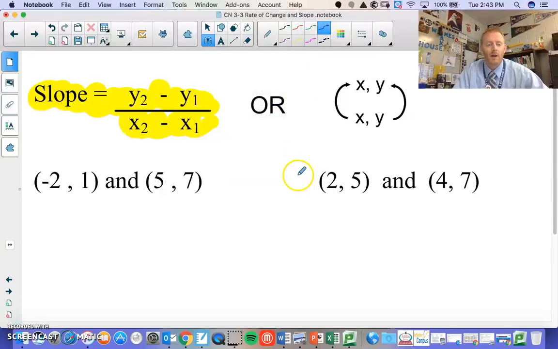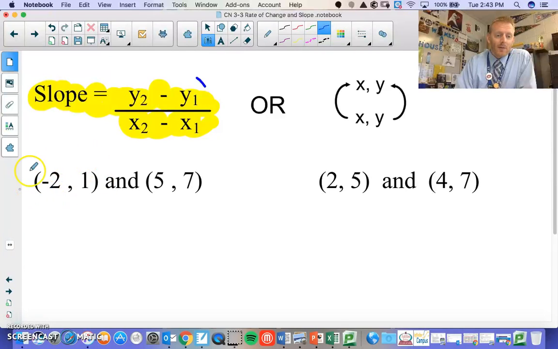Now, if you wanted to, while you're shopping at Kowalski's, you could bust out some graph paper and graph (-2, 1) and (5, 7), and then draw a line and find the actual slope. An easier thing to do would be to understand this formula. We have y2 minus y1, so we're finding the change in our y value, and we have x2 minus x1, which is us finding the change in the x value.